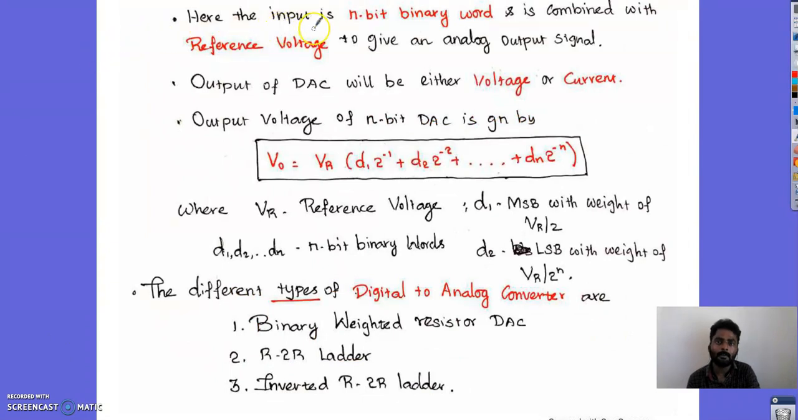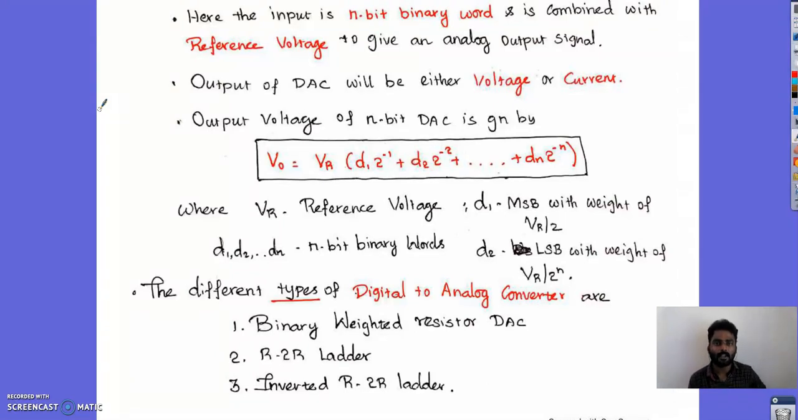And here the n-bit binary word input is combined with the reference voltage in order to convert it into an analog signal, that is, a continuous signal. The output of the digital to analog converter will be either a voltage or a current. It is going to give voltage or current as the output.